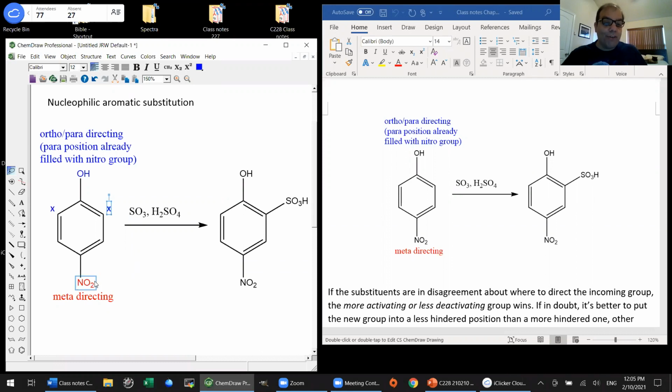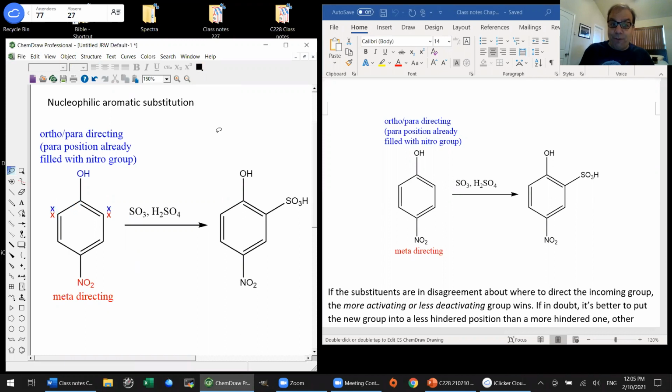What about the nitro group? Well, the nitro group is meta directing. So it would like to put the new group meta to the nitro group. So I could just make those two blue X's red X's. And so as you see, these two groups are in agreement.